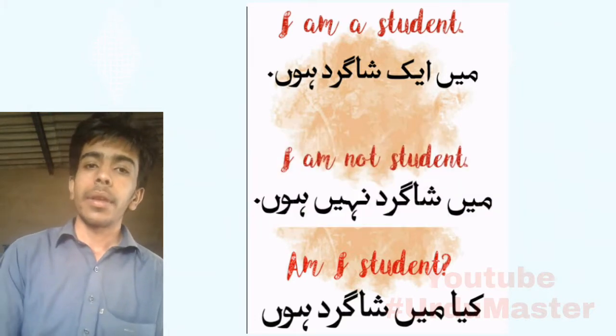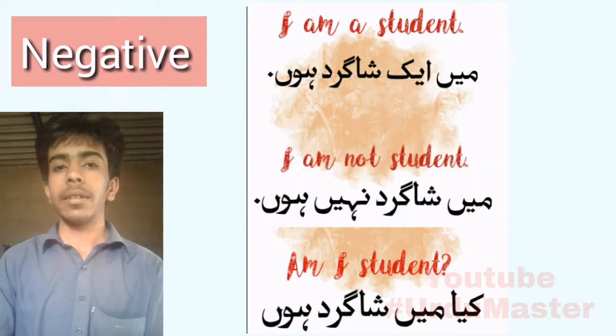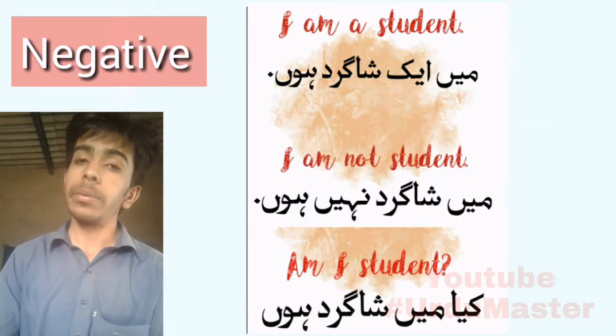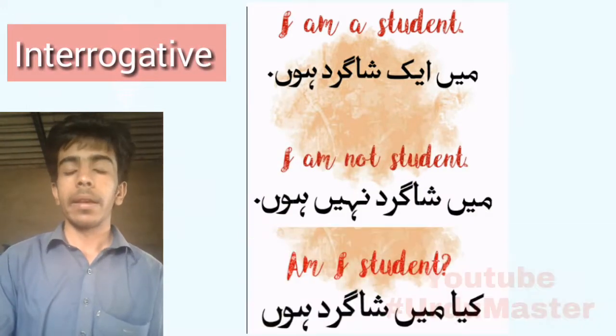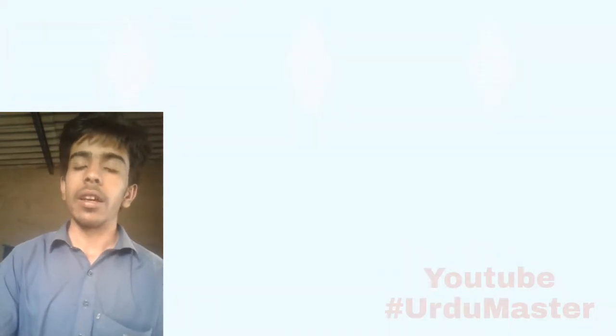Then negative sentence. I am not a student. मैं शागिर्द नहीं हूँ. Now let's change it to interrogative. Am I a student? क्या मैं शागिर्द हूँ? Now last example.